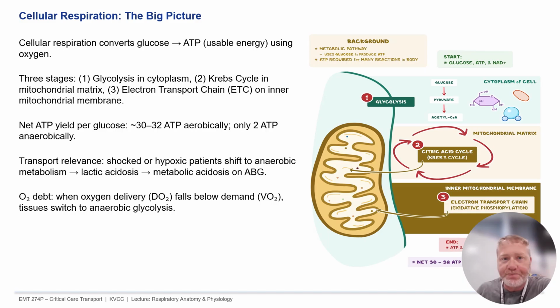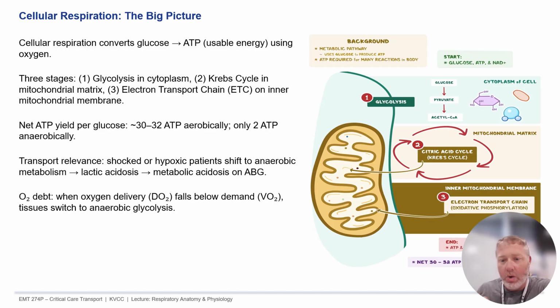Cellular respiration is the process by which every cell in the body converts glucose into ATP, the usable energy currency that powers every cellular function. I want you to think about this not as biochemistry for its own sake, but as the chain of events that breaks down when your transport patient is in shock. Cellular respiration has three stages: glycolysis in the cytoplasm, the Krebs cycle in the mitochondrial matrix, and the electron transport chain on the inner mitochondrial membrane.